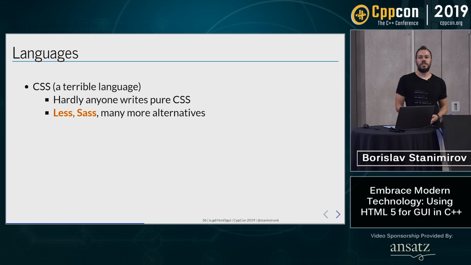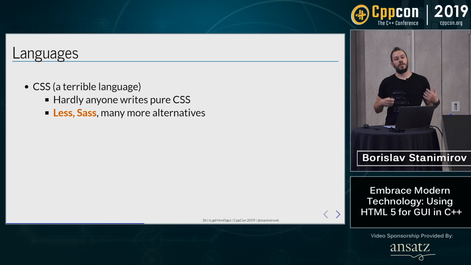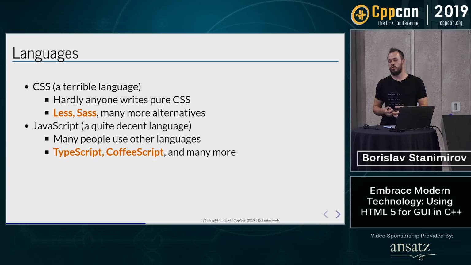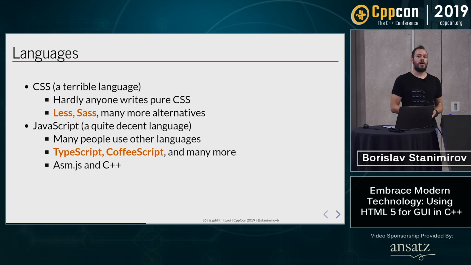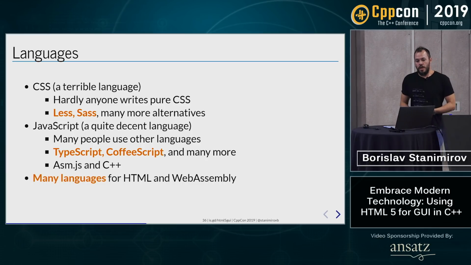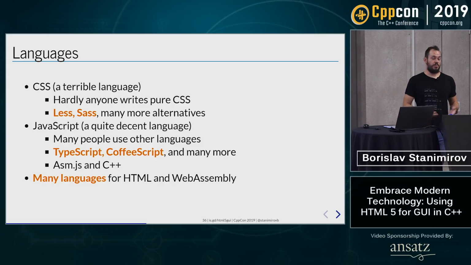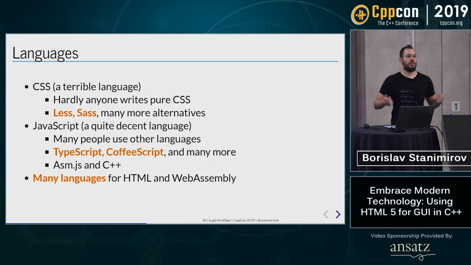Lots of people use Less or Sass or many other languages which are then compiled to CSS. JavaScript, it's a decent language, but many people don't want to write JavaScript. They've created many languages which compile to JavaScript. TypeScript is among the more popular ones, CoffeeScript too, and there are many others. In fact, C++ can be compiled to a subset of JavaScript called asm.js. And there are many languages and templating engines which generate HTML, and compiling to WebAssembly is all the rage these days. Every language does it. C++ does it. You know, there was a keynote about using C++ to generate WebAssembly.